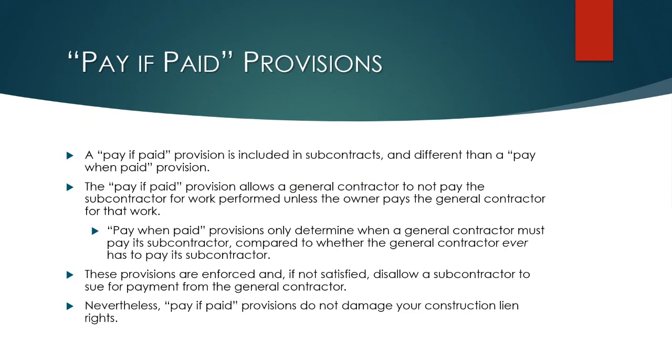But you still would be able to foreclose, assuming you have the right to record a construction lien, meaning you're not so far down the food chain that you don't have lien rights, and you've done all the other things to perfect your lien rights. You still would be able to record your claim of lien and foreclose on that lien, because at that point, you are going against the owner who has not paid for your work. So that's the protection that you have, notwithstanding a pay if paid provision in your subcontract.